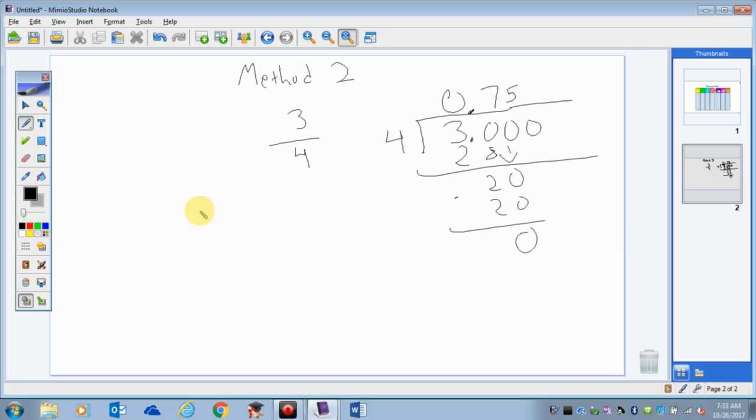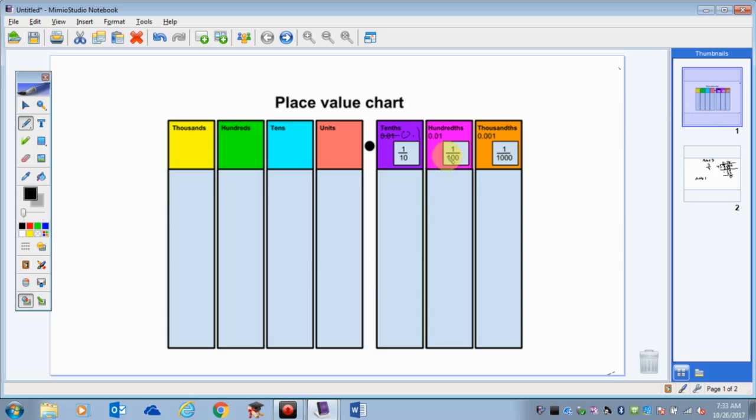Method 1 is going to refer back to what we did yesterday. Yesterday we were taking decimals and putting them on the place value chart to where they fell into the tenths, they fell into the hundredths, they fell into the thousandths. So in order to do that, we come back to this place value chart over here, and we see that if it's in the tenths, it's going to be over 10. If it's in the hundredths, it's going to be over 100. If it's in the thousandths, it's going to be over 1,000.